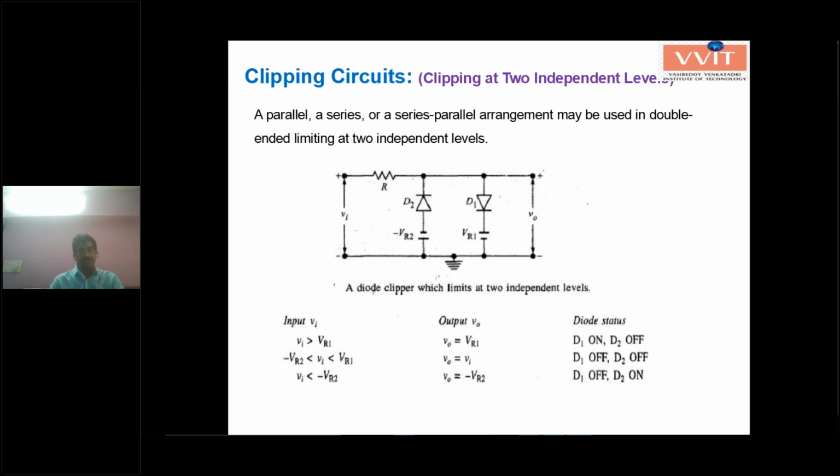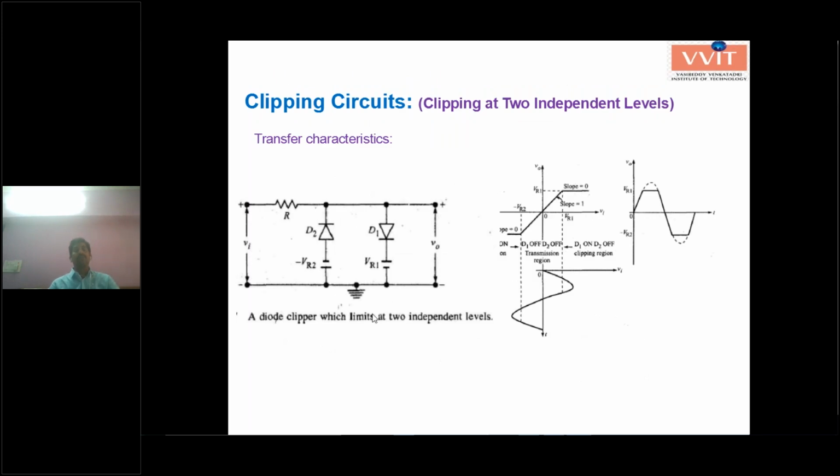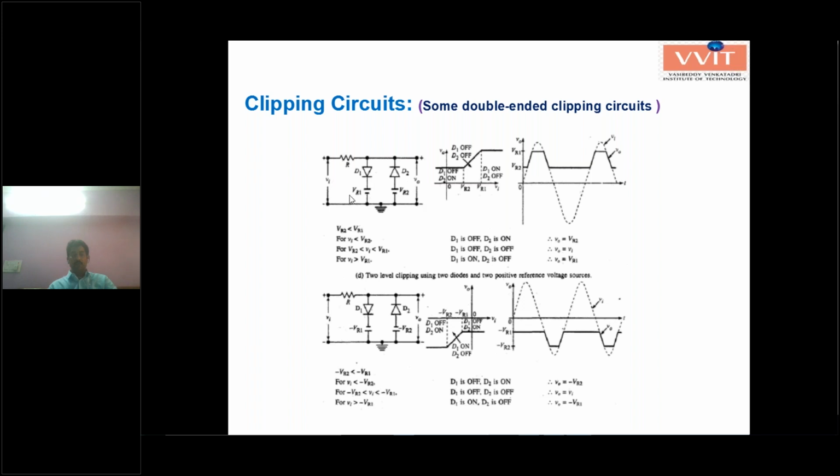Another clipping circuit, you have to see this one. Clipping circuits, transfer characteristic curve. Here there will be two positive reference voltages. Two reference voltages will be positive voltages. Then what is the transfer characteristic curve and output waveform? And again there will be three conditions. In two independent levels, with two reference voltages, three conditions will result. So what are the three conditions?